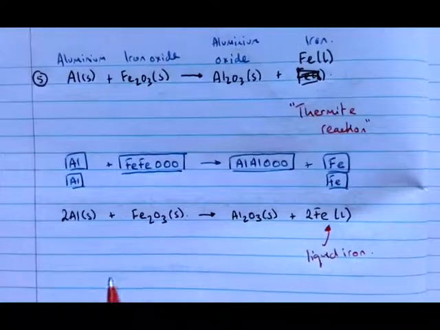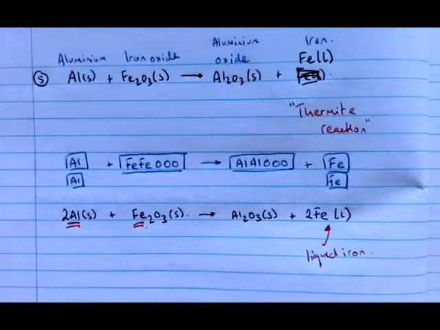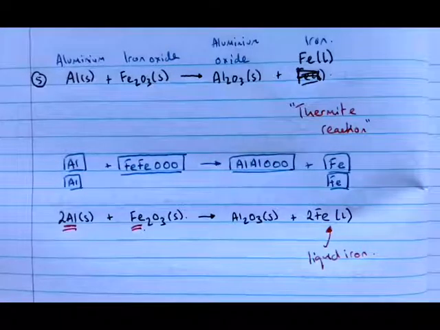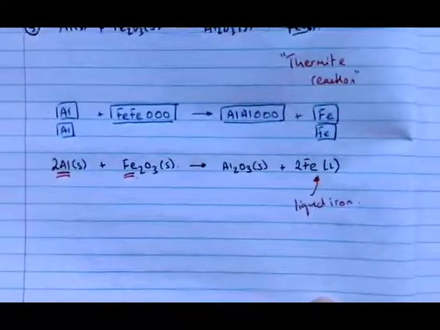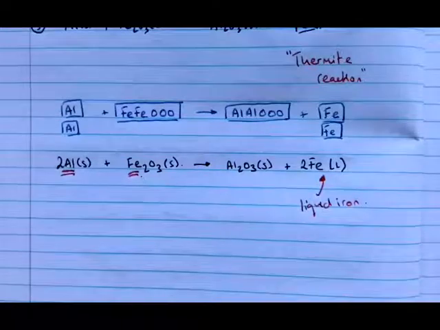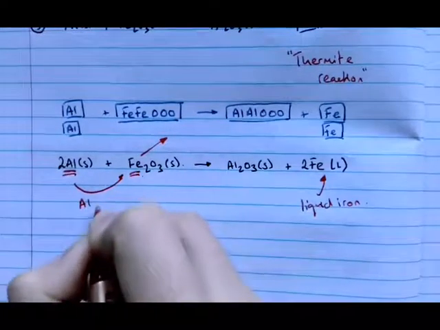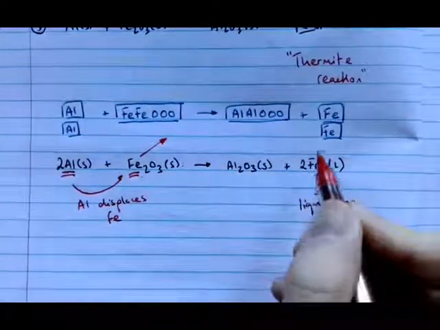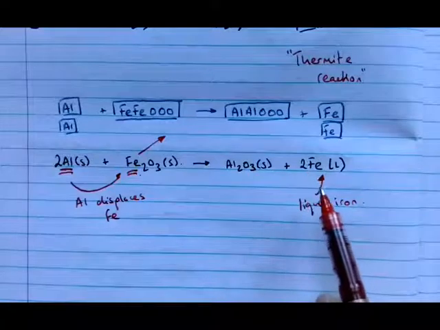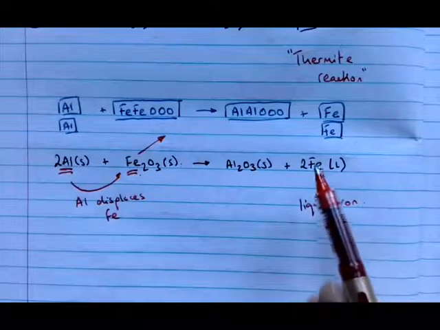All right. Now, in terms of displacement, the exact same thing is happening. Look, so I have aluminium here and iron here. And if I go back to my reactivity series, okay, I can see that aluminium is above iron in the reactivity series. So aluminium will be able to displace iron. So the aluminium displaces the iron, to give me aluminium oxide and my iron left over. And again, the reaction is so hot that it doesn't produce solid iron metal, it produces liquid iron metal. Okay, it's an extremely hot reaction.